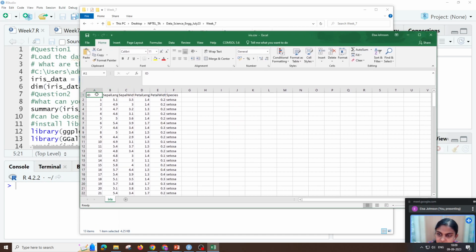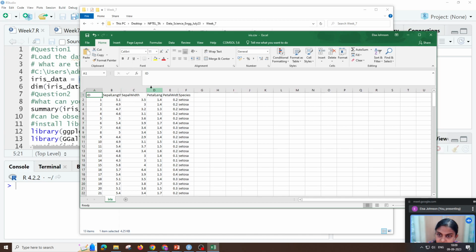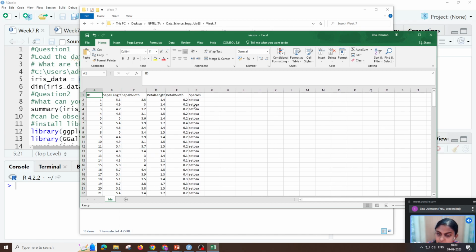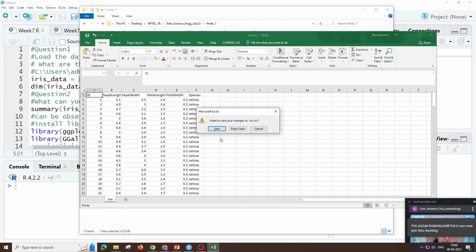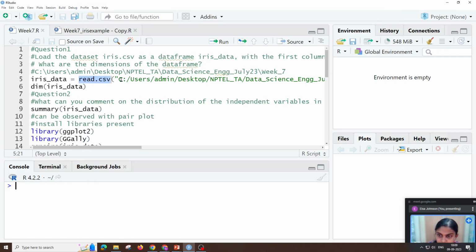You can see here the ID, sepal length, sepal width, petal length, and petal width. So this is the data that we'll be loading, and it is present in this particular path. There are many ways of loading. So first I will do it like this.